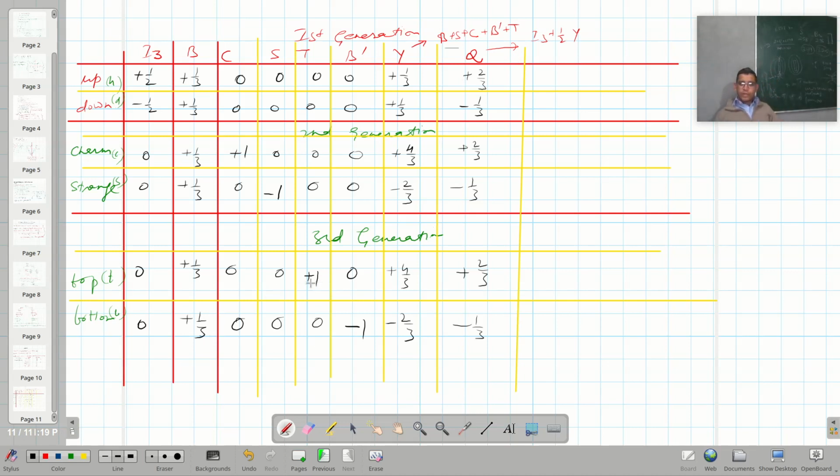If you find some error, then correct it, right? So this is the brief idea about the quarks. That's all for this lecture. In the next lecture, I will talk about the weight diagram of the quarks.